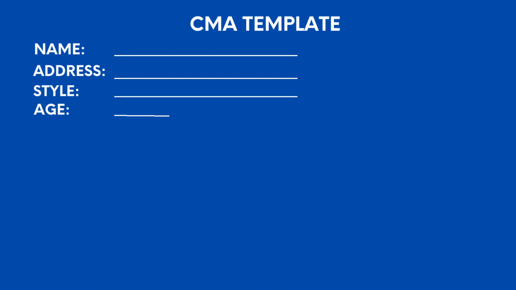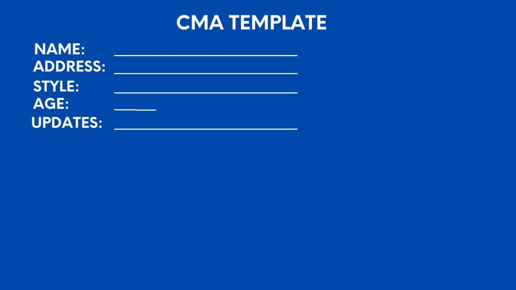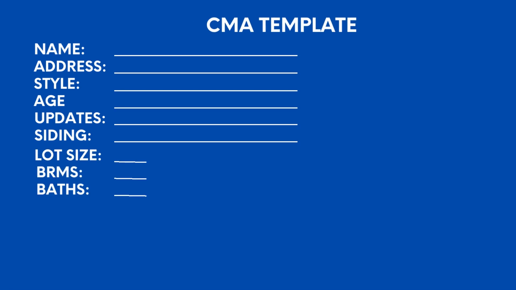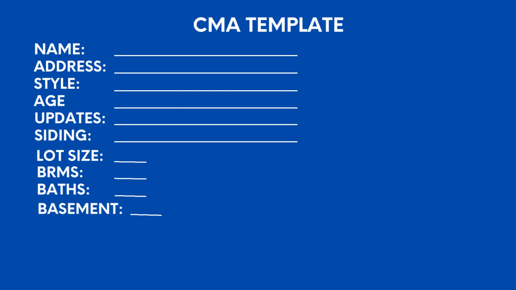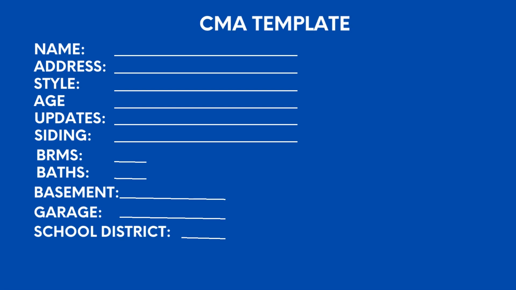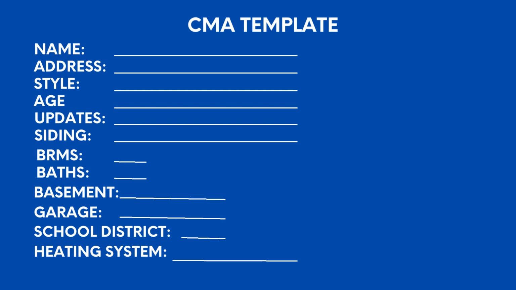For example, you don't want to forget any of these: name, address, style of house, age, updates, siding, meaning vinyl, shingle, lot size, bedrooms, baths, basement. Is there a basement? Is it a half basement? Is it a full basement? Garage. Is it a one car or a two car garage? Is it attached, detached? School district. That's huge. The school district is huge when you're preparing a CMA. Heating. You get the picture. The more information you get from the homeowner, the better off you will be in creating this CMA for them.